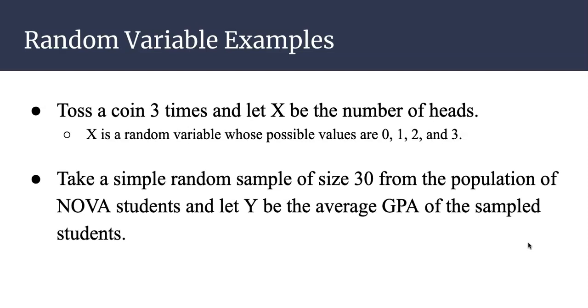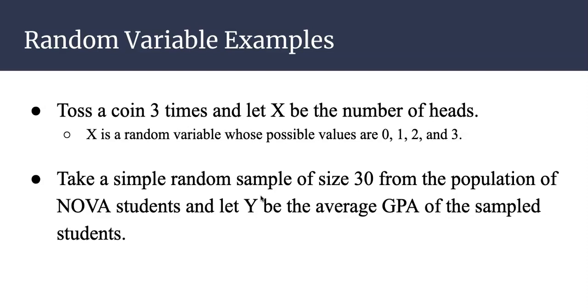Another example. Take a simple random sample of size 30 from the population of NOVA students and let Y be the average GPA of the sampled students. So what could be that range? If for some reason, if you're very unlucky and we get 30 students with a 0 GPA, and that can happen, right? Because it's a simple random sample. If that happens, the lowest GPA average will be 0.0, but on the very extreme, happy side, what if you got 30 students whose GPAs are all 4.0? Then their average will be 4.0.